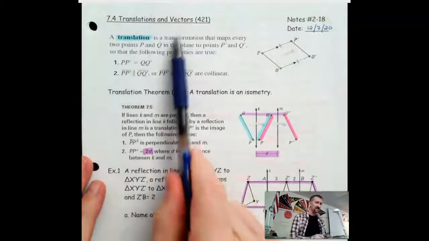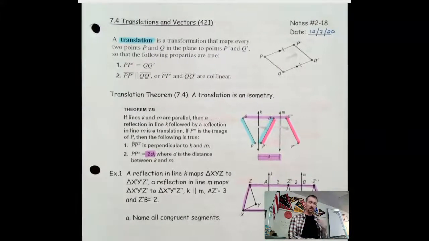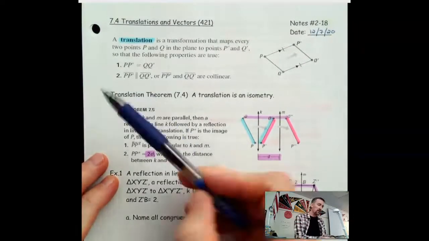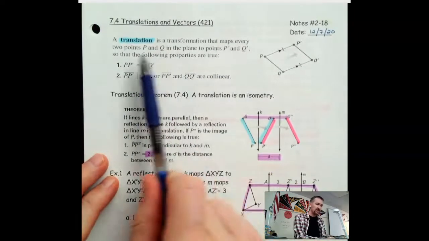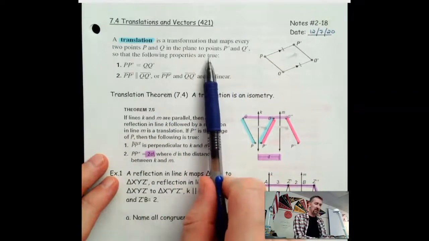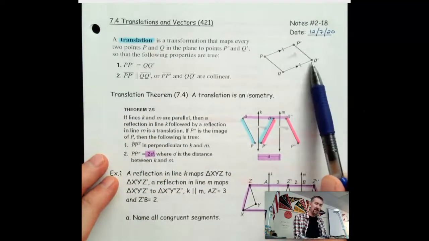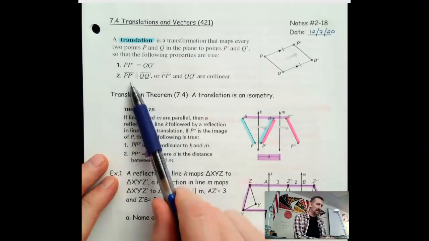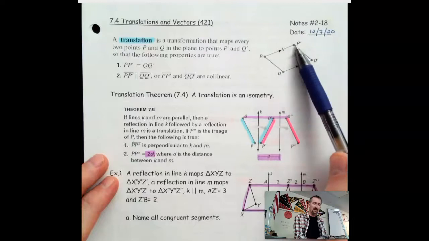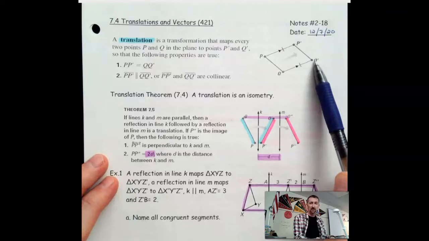Alright, so we're talking about translations and vectors today. We're getting close to the end of chapter 7 here, and this should be around December 7th. A transformation that maps every 2 points in a plane to 2 more points so that the following properties are true. The distance in between the points is the same. And if we connect the pre-image to the image in both cases, then those line segments will be parallel.